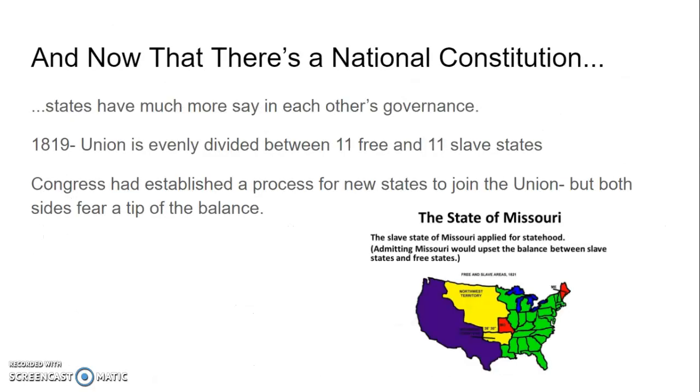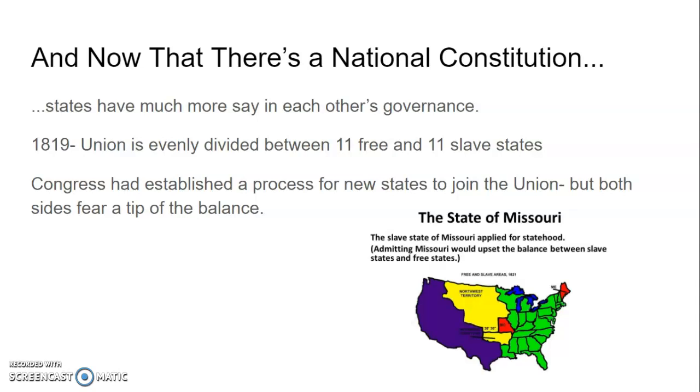So also now there's a national constitution. And that means that states have much more to say in each other's governance, meaning you can't just leave well enough alone when one state's doing one thing and you do your own thing, because you're under a national constitution. There's much more a sense of we should be on the same page regarding at least a core understanding of what our laws will be. And slavery is a big divider in terms of how people are living in some states versus others.